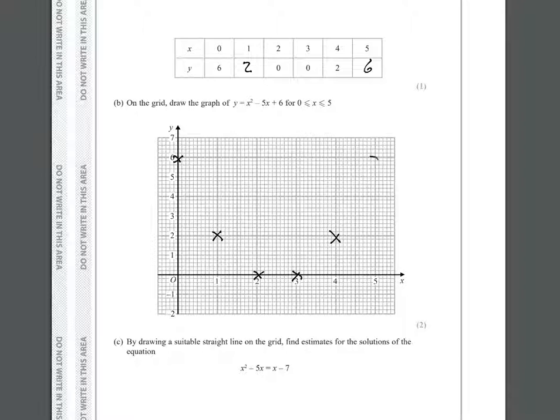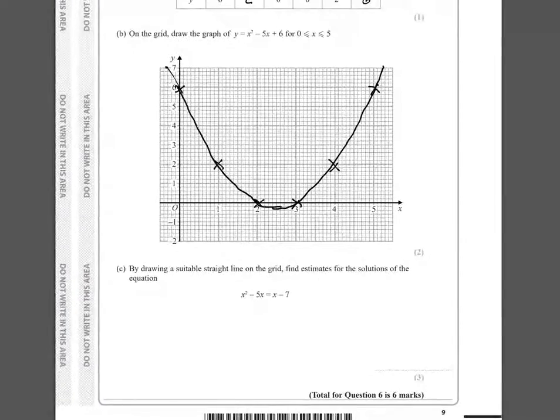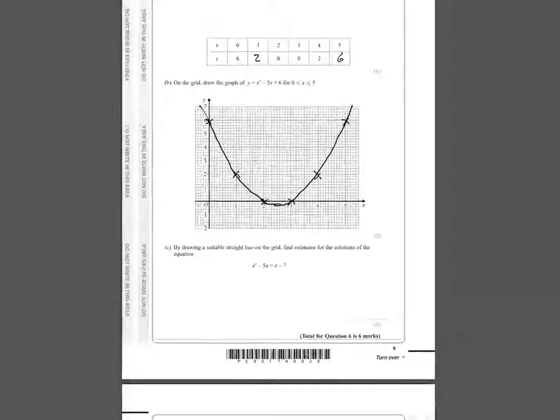Now if you're in any doubt, you could plot some intervening ones. We're just going to do a little curve. It's curved, it can't go straight, so it must go under slightly. There we go. Okay, and then the second bit. So that's some relatively easy 3 marks.